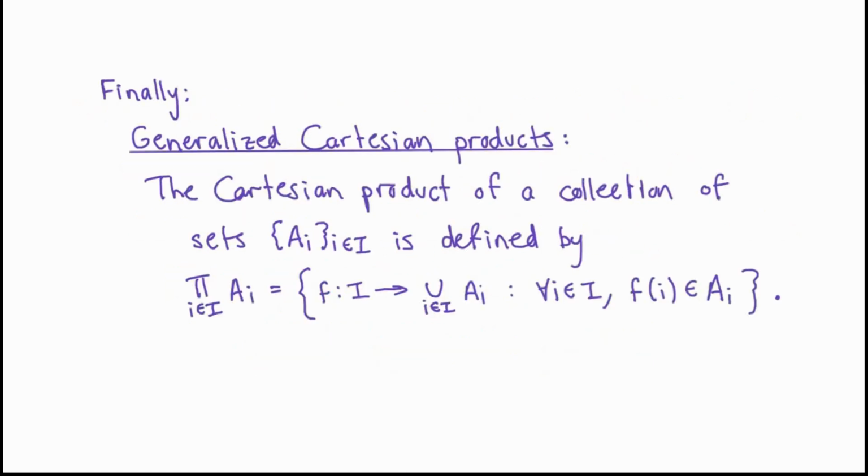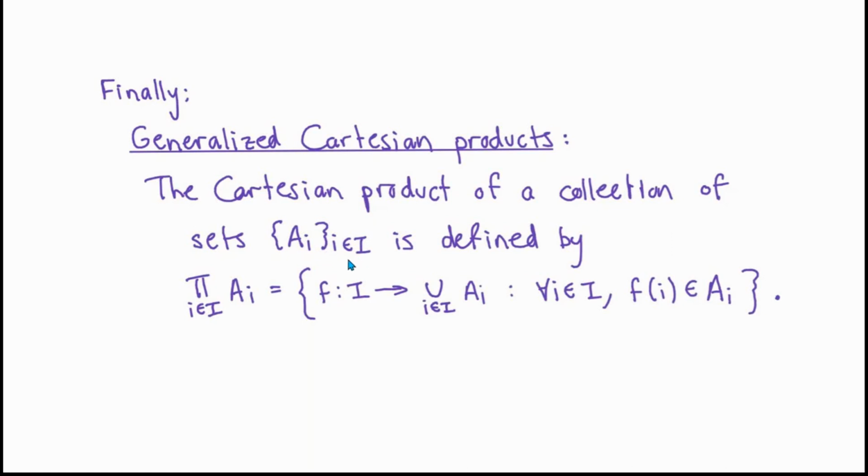The final thing that I want to talk about in this video is how to extend the definition of the Cartesian product that we gave in the previous video to form the Cartesian product of an arbitrary collection of sets. You may have noticed in the previous video that I defined the Cartesian product of a finite collection of sets, but I stopped short of trying to define it for infinite collections of sets.